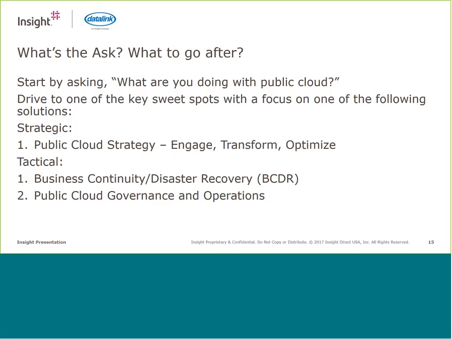What we want to do is drive to a few of these sweet spots with a focus on one of the following solutions, or heck, maybe all of the following solutions, because they're all interrelated. First, public cloud strategy. That is very strategic. Engage, transform, optimize, just reiterating what we went through in our last webinar. That end-to-end public cloud strategy starts off with strategy workshops, driving into either a public cloud readiness assessment or a workload alignment, driving into actual migrations, and then that can launch into some more, quote-unquote, mature uses of the cloud around business continuity and disaster recovery inside of the cloud.